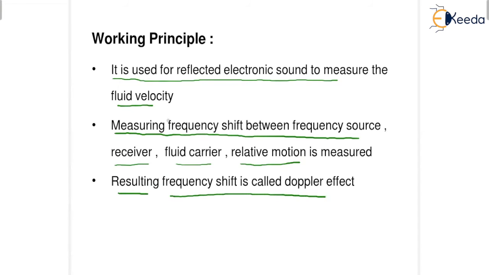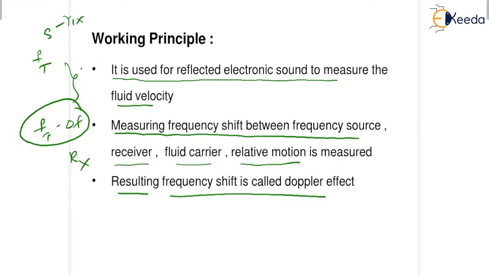For measuring the frequency shift, there is a change in the frequency: I am shifting from ft to ft minus del f. This is from the source, and this is to the receiver; or this is the transmitter and this is the receiver. And the resulting change in the frequency shift is called the Doppler effect, my dear students.